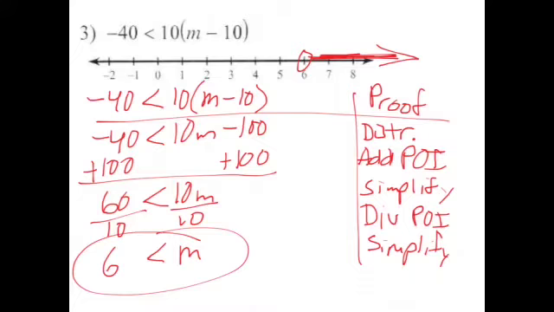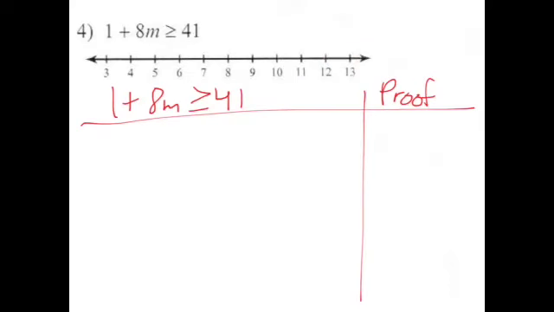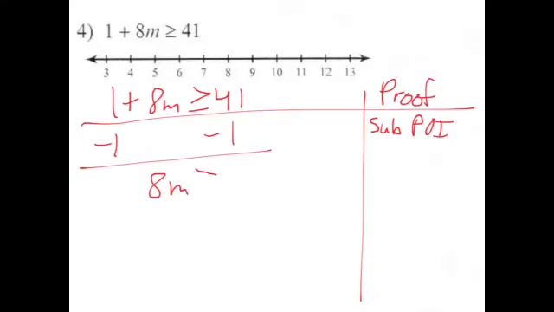Put an arrow though, and we're going to keep that open because it's just less than. On number 4, really you saw this one, you have to get rid of that 1. So what you do to one side, do to the other. What lets you do that is the subtraction property of inequality. And now I'm at 8m greater than or equal to 40.